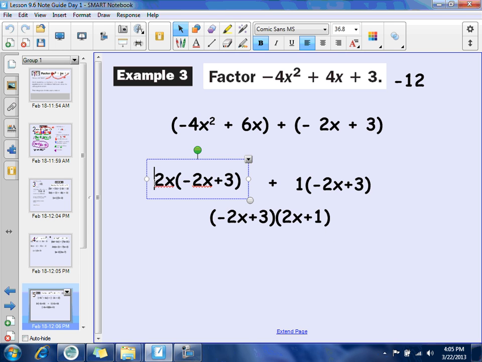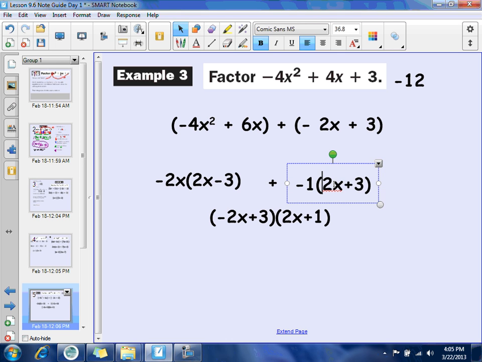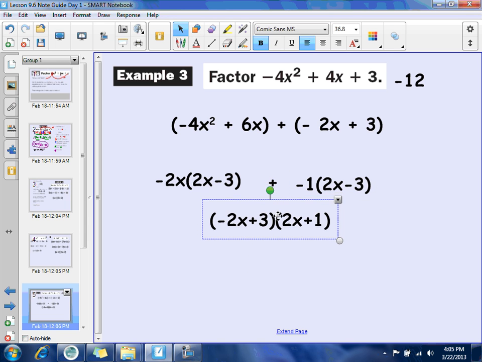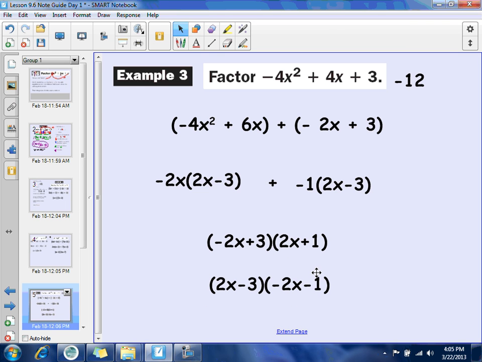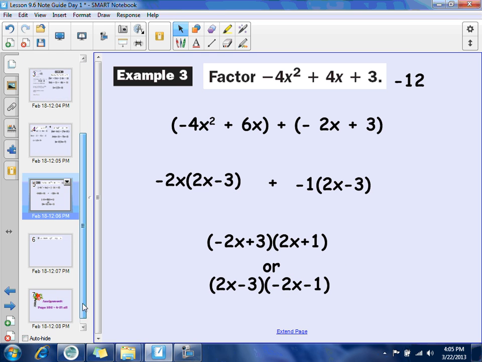If you had changed this and pulled out the negative 2x, you'd have positive 2x minus 3. So here you would have had to factor out a negative 1 to get your positive 2x minus 3. So you can have this answer, or what would also be accurate is 2x minus 3, and then negative 2x minus 1. You'll notice that all of the signs of one of the factors have changed. So either of these answers would be fine when it comes to the negatives. It's going to be a little freaky, but no big deal.